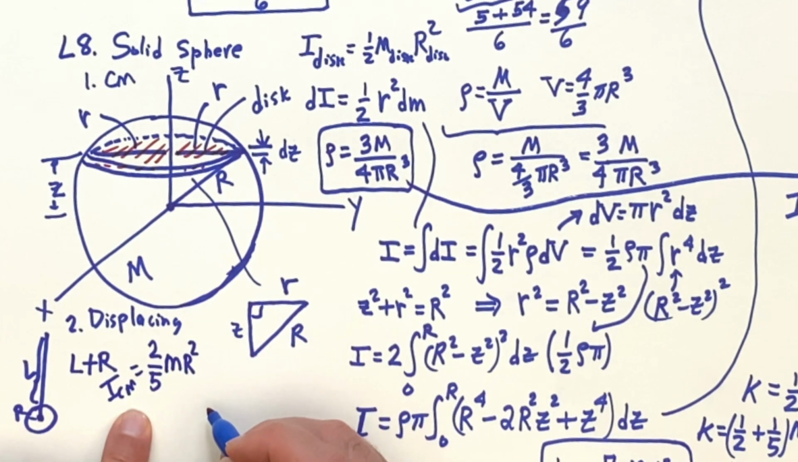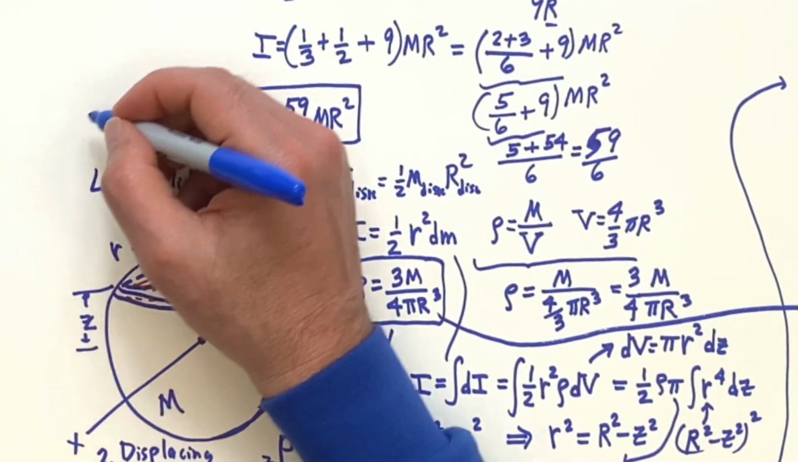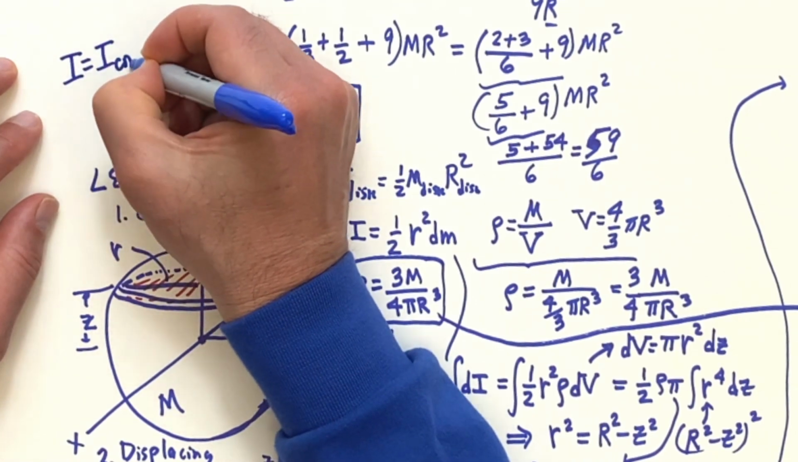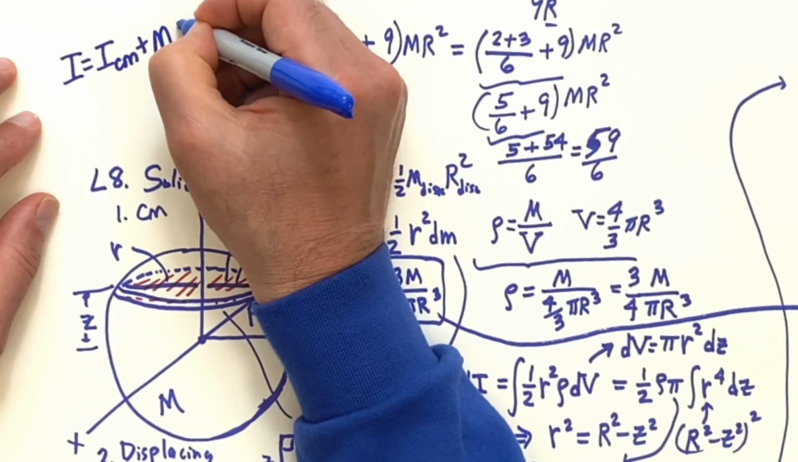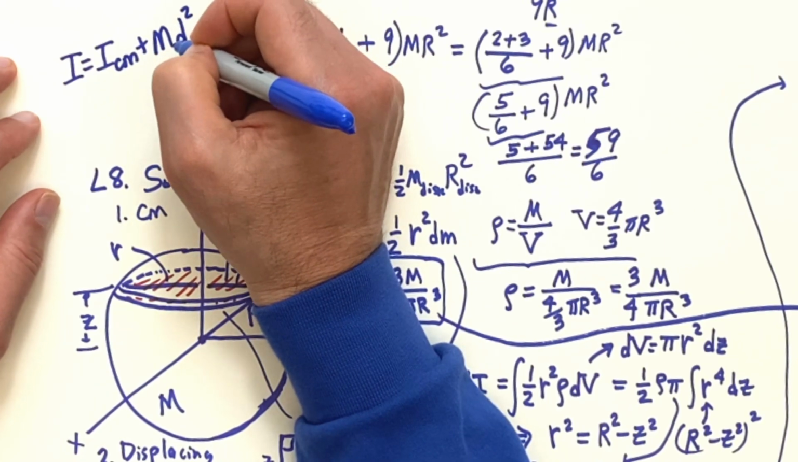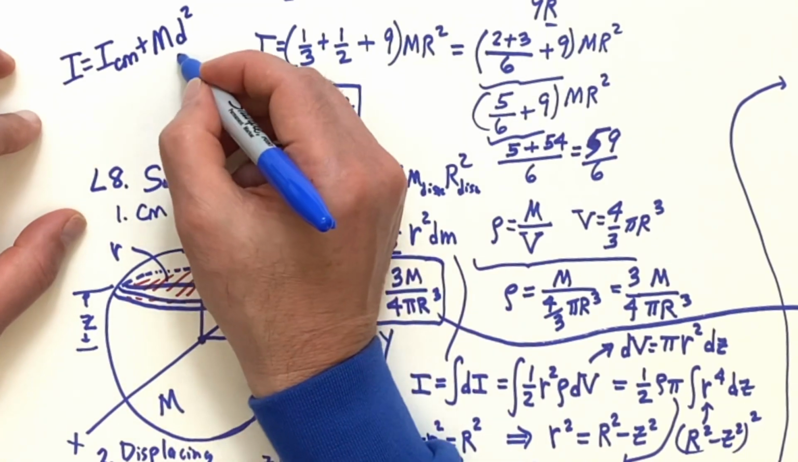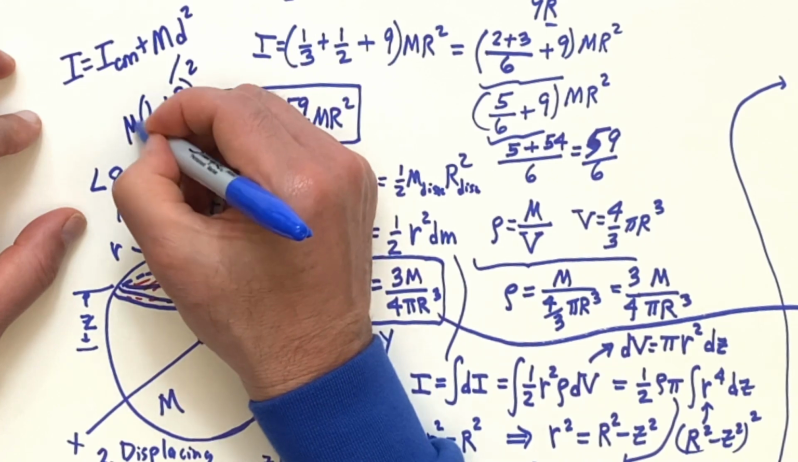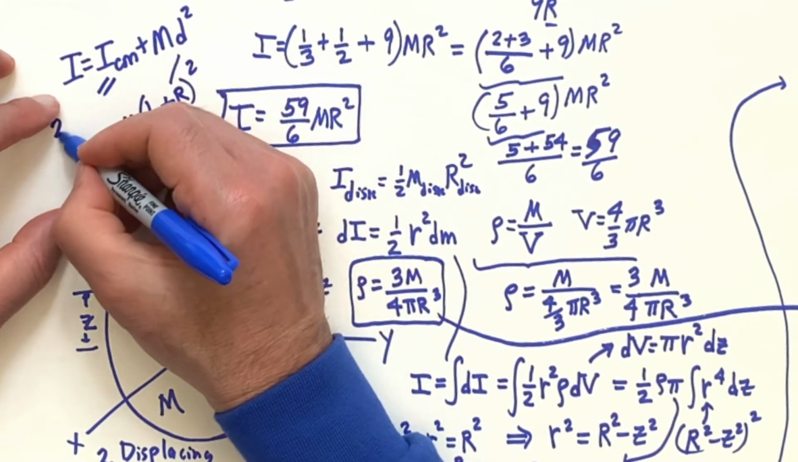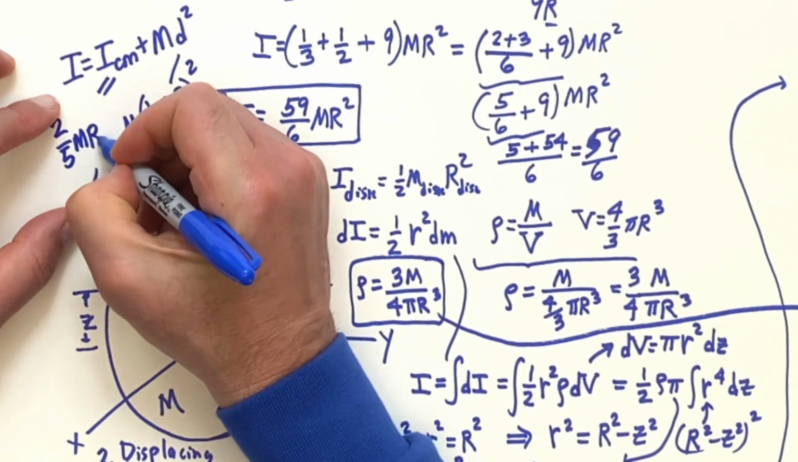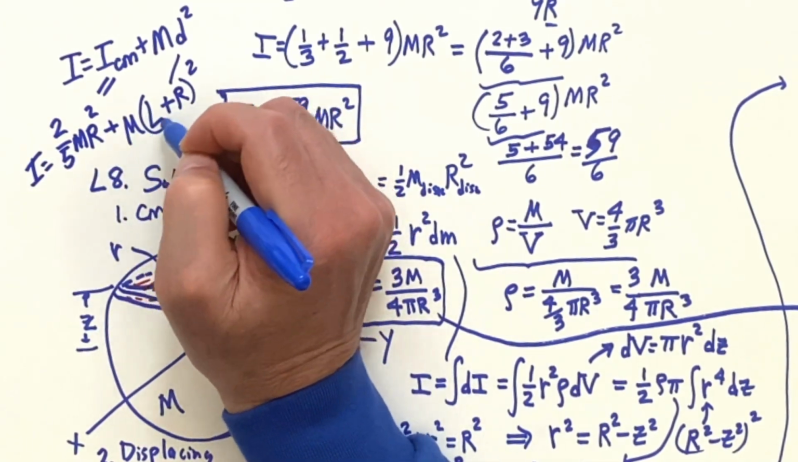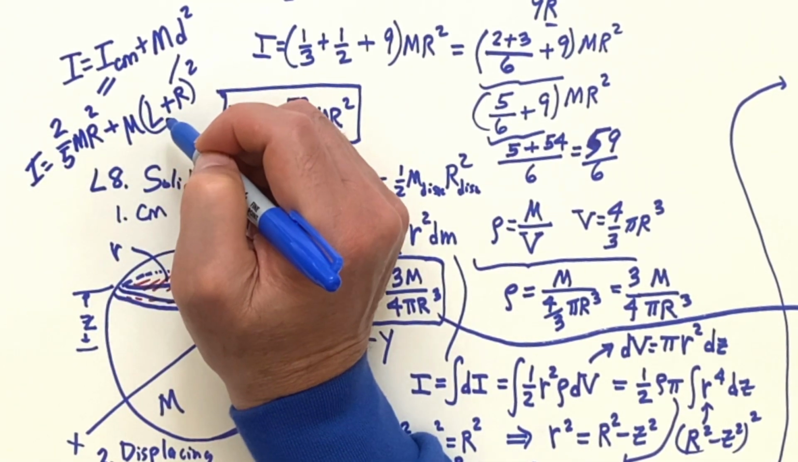So therefore, our 2/5 m r squared is the moment of inertia about the center of mass. And for the parallel axis theorem, what we do is go center of mass plus the mass times the distance squared from that center of mass. So in our case, it's going to be L plus R that gets squared, and there's an m there. And this is going to be 2/5 m r squared. So this is the answer that we get.